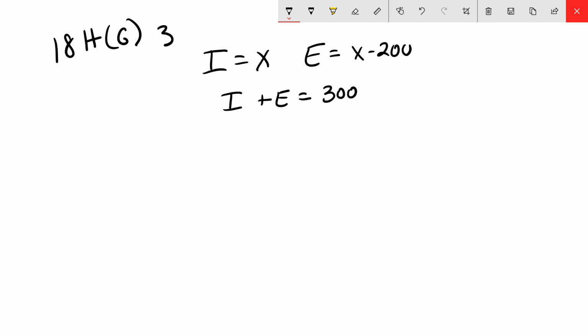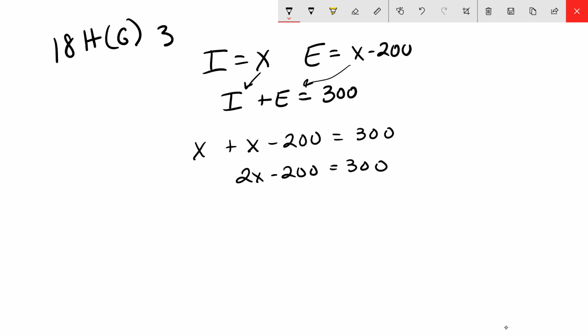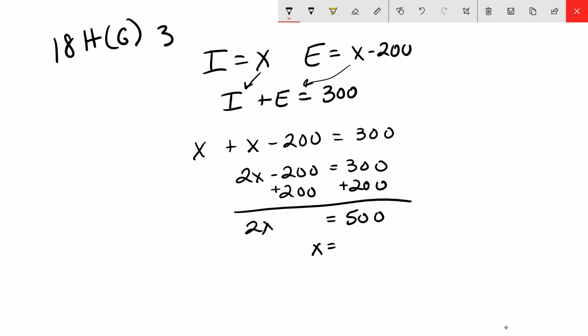Okay, I'm going to assume that you paused it. Now what I'm going to do is plug these amounts in here. I'm going to plug this in right here, and this in over there. So I'm going to get that X plus X minus 200 equals 300. So 2X minus 200 equals 300. I'm going to add 200 to both sides. I'm going to get that 2X equals 500 and that X equals 250. So I'm going to remember up here that Isaac equals X. So Isaac has $250. Good.